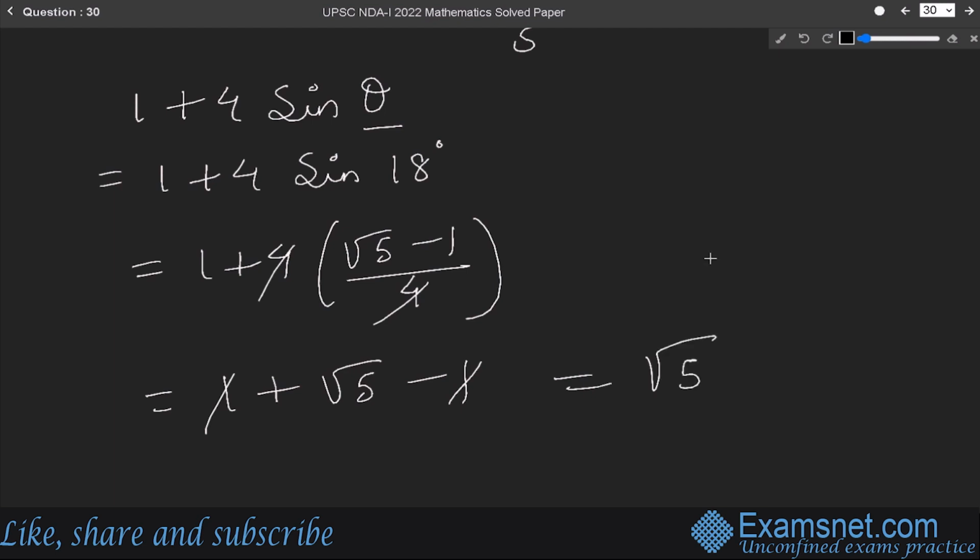See, some questions of trigonometry are very simple. You just have to think about it, use the right formula, and then get the right answer.